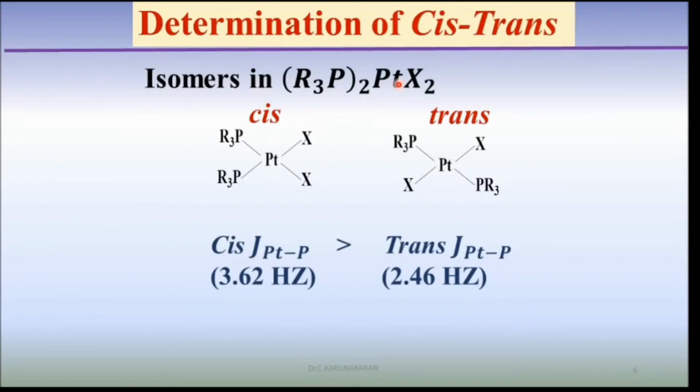NMR is also used to investigate cis-trans isomers. For example, in platinum complexes, the cis isomer will have different coupling. Platinum I equal to 1/2, phosphorus I equal to 1/2, and the coupling constant is different for cis and trans. From the coupling constant values, the cis-trans isomers can be determined.